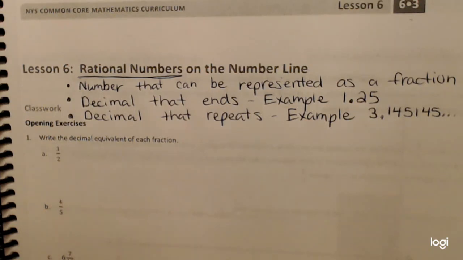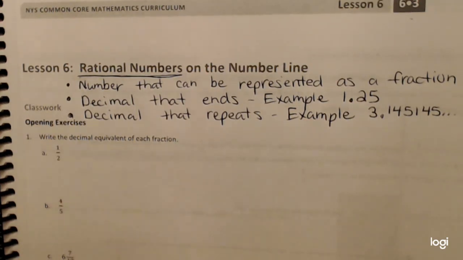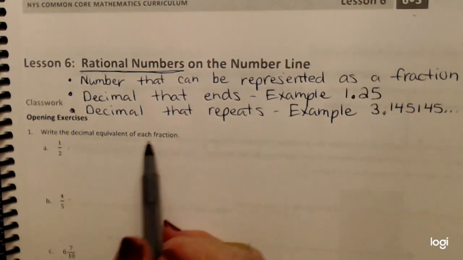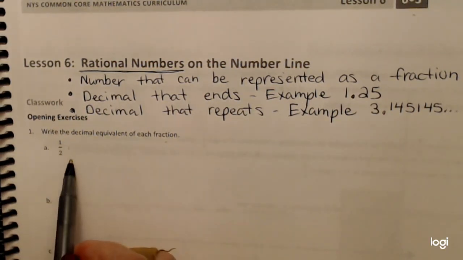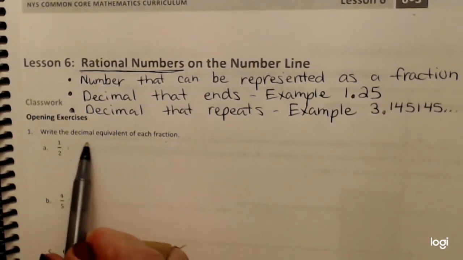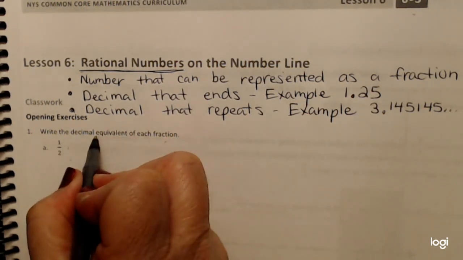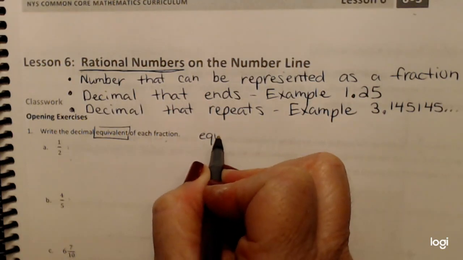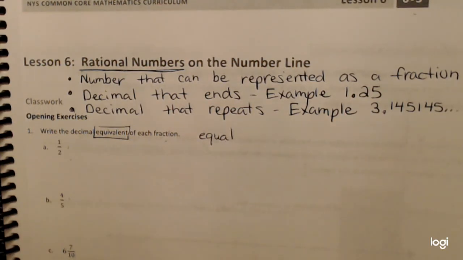Okay, so go ahead and write these down just so that you have notes understanding what a rational number is. Like I said, if you need to pause the video so that you can get this written down, please do so. Okay, so what we're going to do is we have to change these fractions into what we call equivalent decimals. Equivalent, you will notice in the word equivalent, we kind of hear the word equal. So we want to find a decimal that's equal.